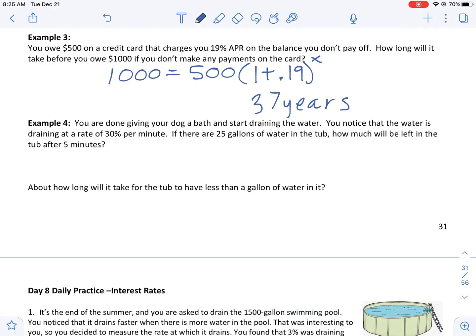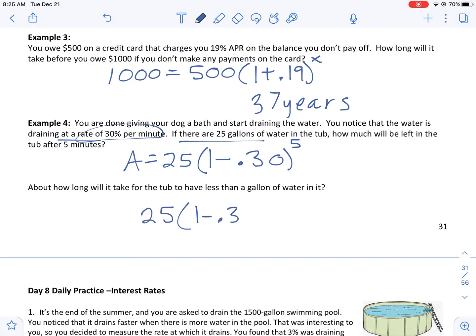You're giving your dog a bath and start draining the water. You notice the tub is draining at 30% per minute. How much is there? 25 gallons to start, and it's draining, so 25 times 1 minus 0.30 to the 5 minutes. And how long till it'll have less than a gallon? So again, you have to mess around with this one to figure out when is that going to be less than 1.